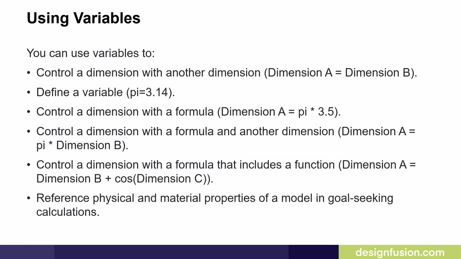Users can use variables to do the following: control a dimension with another dimension, define a variable, control a dimension with a formula, control a dimension with a formula and another dimension, control a dimension with a formula that includes a function, and reference physical and material properties of a model in goal-seeking calculations. Some examples are shown on this slide.